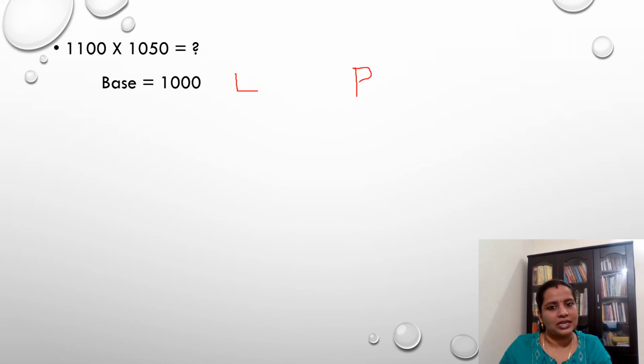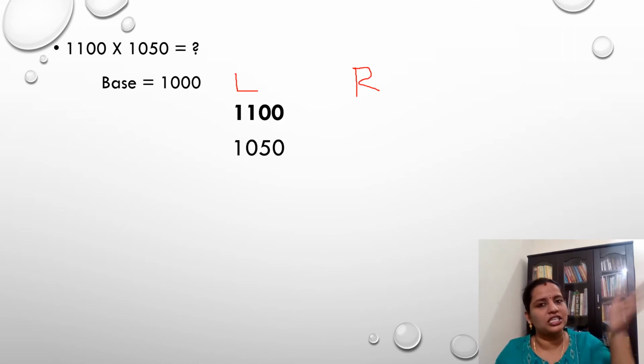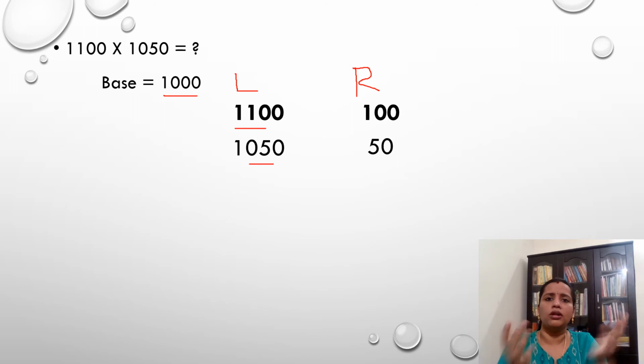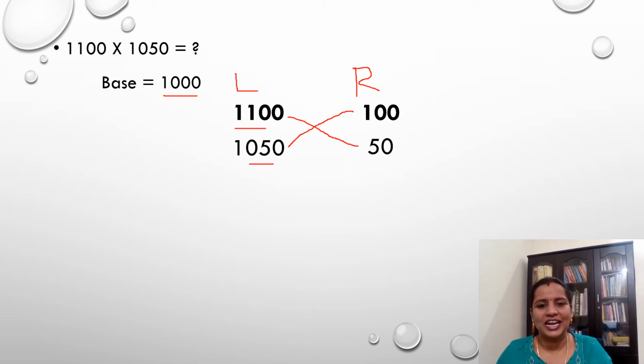Okay, next I'm going to split it into two parts, my LHS and my RHS. For my LHS, I'm just going to take the numbers down, that is 1,100 and 1,050. For my RHS, I'm going to subtract the base from the number. So 1,100 minus the base 1,000 gives me 100, and 1,050 minus 1,000 gives me 50. Okay, I've got it. What will be my next step? I have to go for the cross addition. Cross adding, 1,100 plus 50 gives me 1,150, and similarly 1,050 plus 100 gives me 1,150. Both are the same, so my answer is correct.